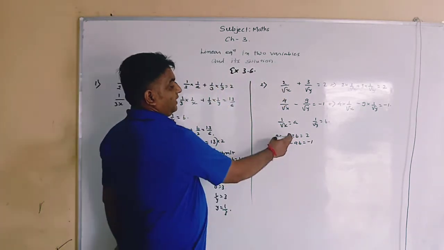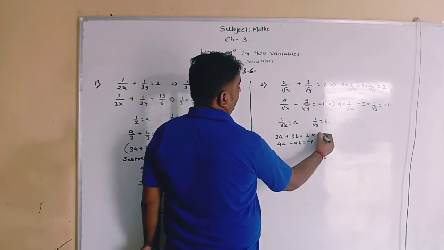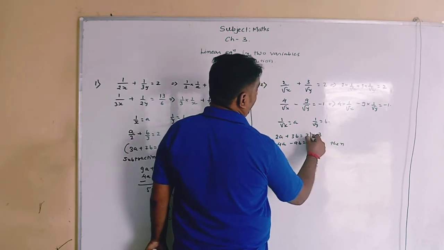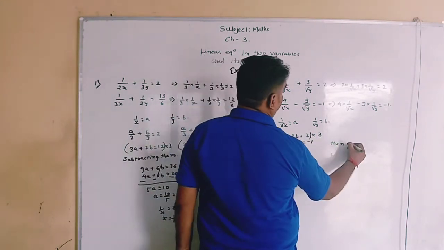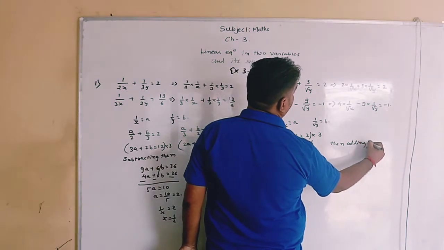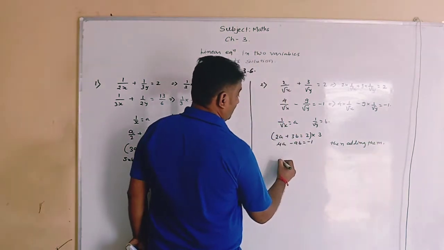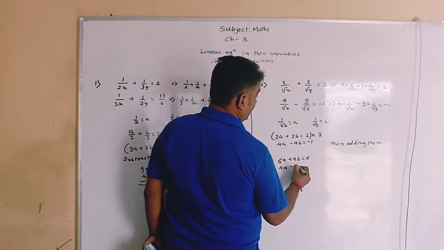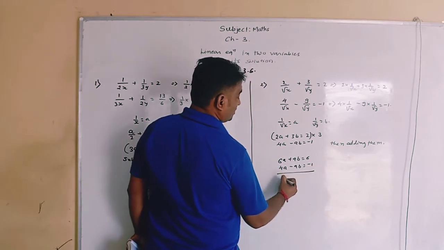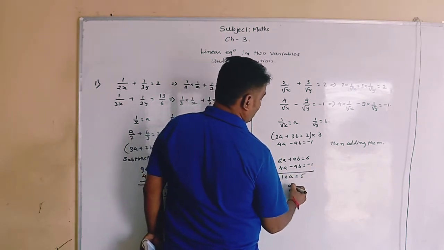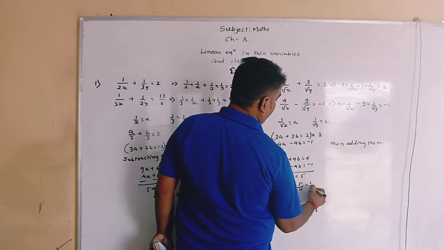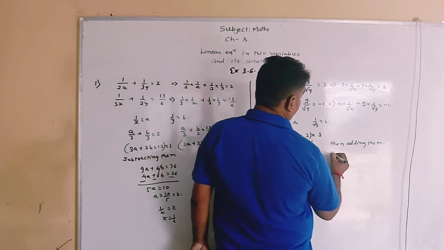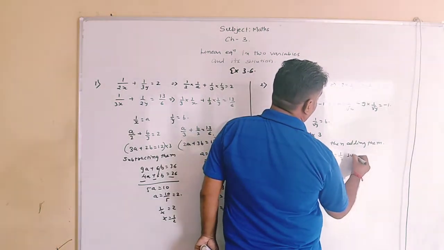Then here 9 and 3, so equation 1 we multiply by 3 and then add them. We are getting 6a plus 9b equals 6 and 4a minus 9b equals minus 1. So 10a equals 5 we get. So a equals 5 by 10 which is 1 by 2. Now a equals 1 by 2 we substitute.